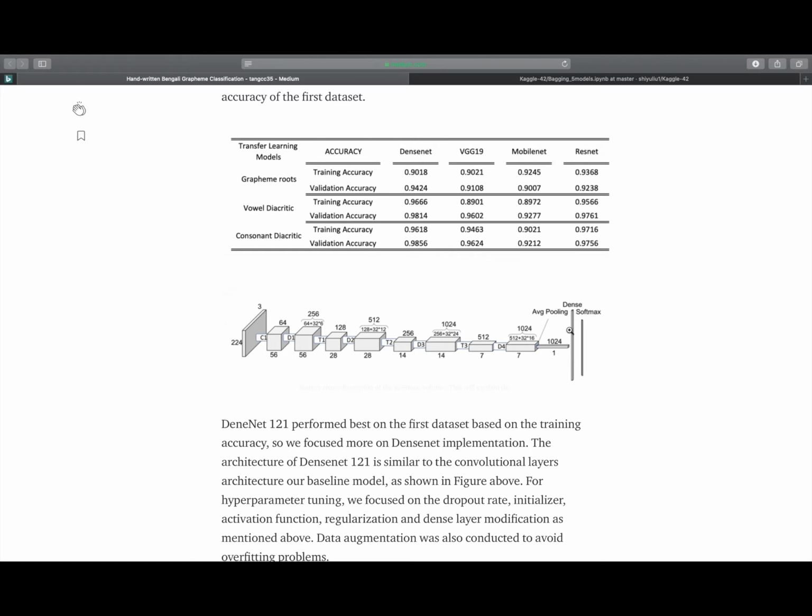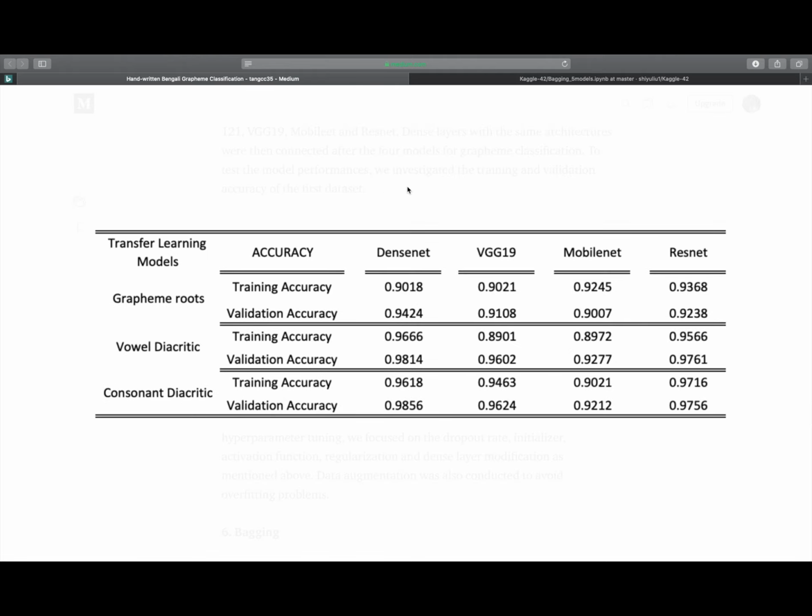For this approach of our project, we chose 4 pre-trained models as the convolutional section of our model. Then, the dense layer section is connected after such pre-trained layers. The 4 models are DenseNet 121, VGG19, MobileNet, and ResNet. Here is the training and validation result. The results show that DenseNet performs better than the other methods. So our following hyperparameter tuning focuses on DenseNet.